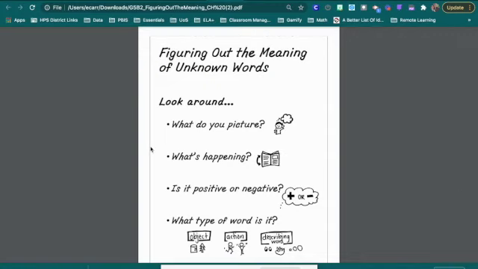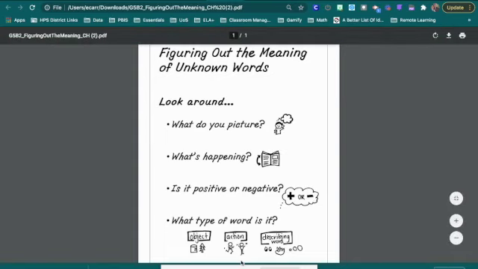When you are reading a nonfiction text and you're trying to figure out the meaning of unknown words, it is helpful to look around you and note, what do you picture? What's happening? Is the word positive or negative? Meaning, does it have a happy influence or maybe a bad influence on something? And what type of word is it? Is it a thing or an object? Is it an action, or is it a describing word? So a strategy when you are reading tricky nonfiction text is to look around the word, use its context clues to figure out what the word might mean.